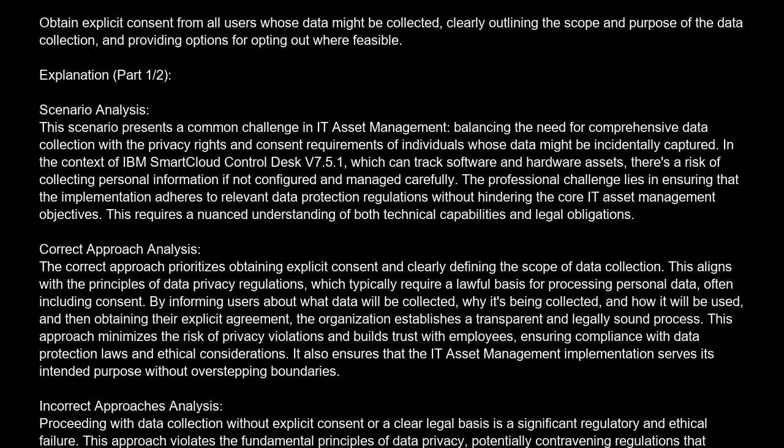The correct answer is D. Obtain explicit consent from all users whose data might be collected, clearly outlining the scope and purpose of the data collection, and providing options for opting out where feasible.